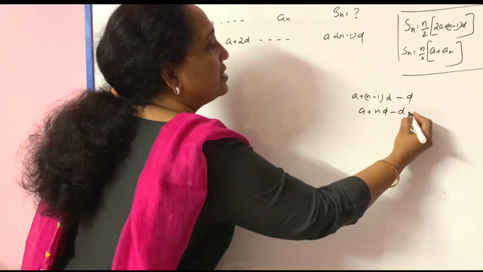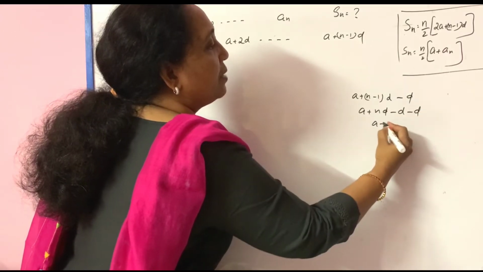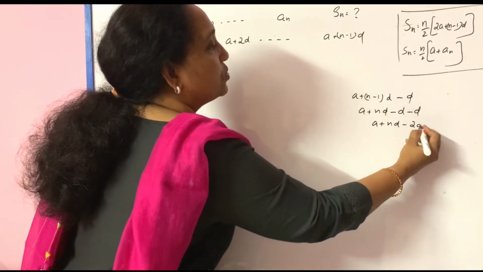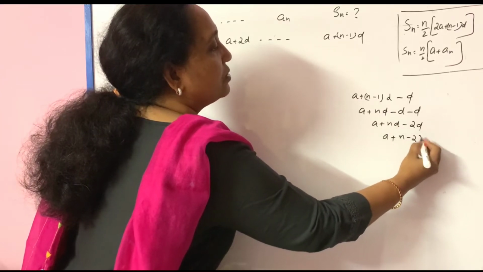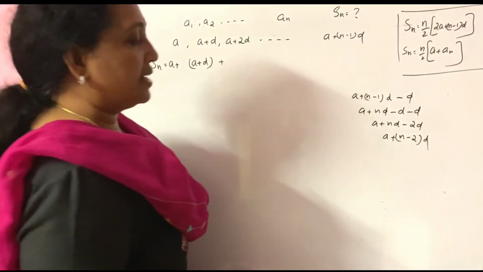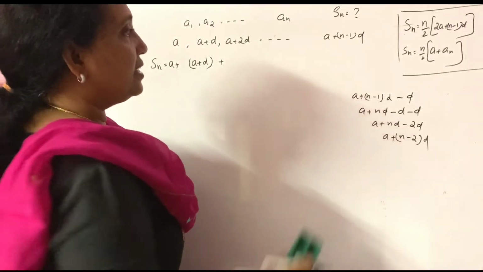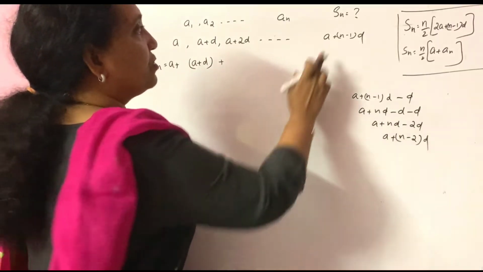Expanding, a plus n minus 1 into d minus d is equal to a plus nd minus d minus d, that is a plus nd minus 2d. Taking d outside, we get a plus n minus 2 into d. That is the preceding term of this term.